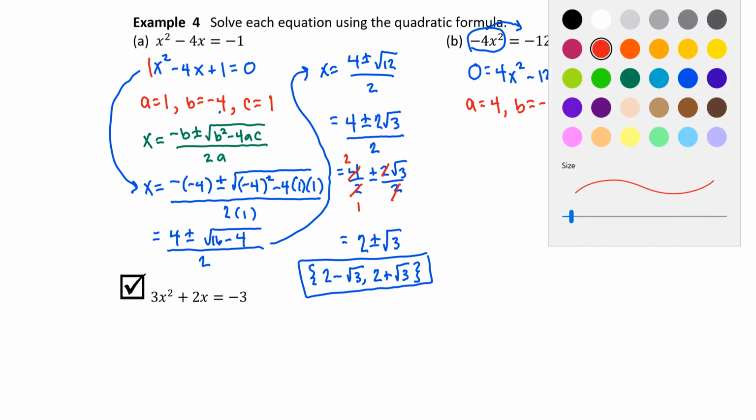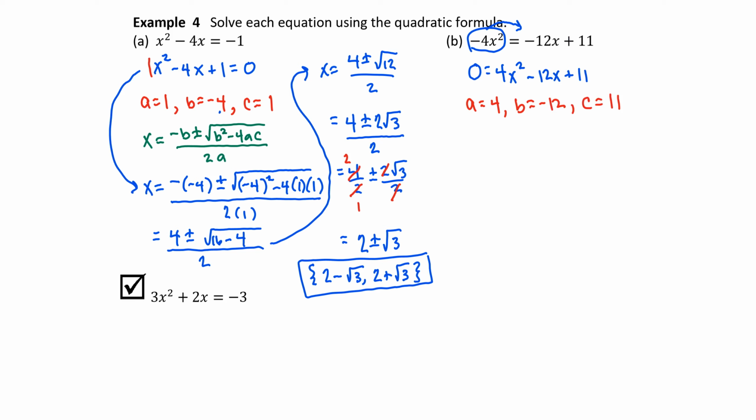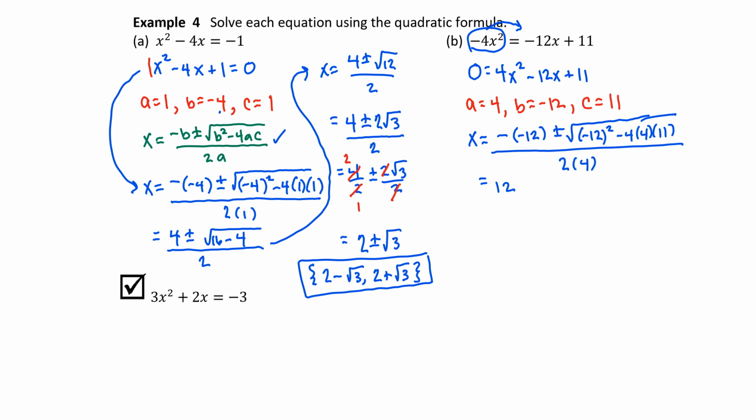So plugging those into our quadratic formula, I'm going to keep my eyes over here on this green formula. X is equal to negative B. That's going to be negative from the formula. B is negative also. Once again, we have a double negative. Negative b plus or minus the square root of b squared minus 4ac, all over 2a. So simplifying, we have negative negative 12, which is positive 12.